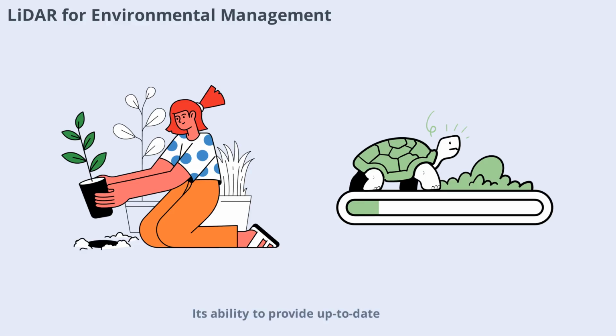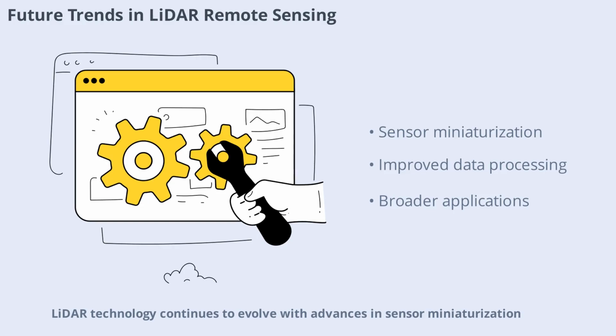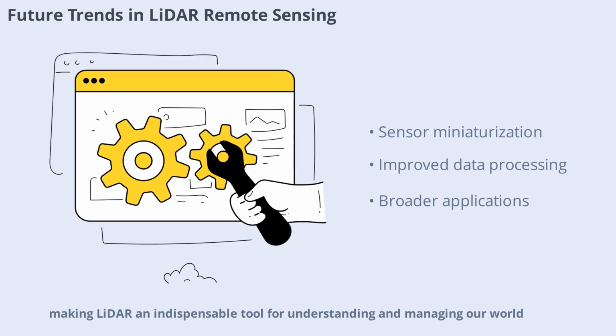Its ability to provide up-to-date, high-resolution data supports informed decision-making for sustainable resource management and habitat protection. LiDAR technology continues to evolve, with advances in sensor miniaturization, data processing, and integration with other remote sensing methods. The future promises even greater accessibility, accuracy, and application diversity, making LiDAR an indispensable tool for understanding and managing our world.